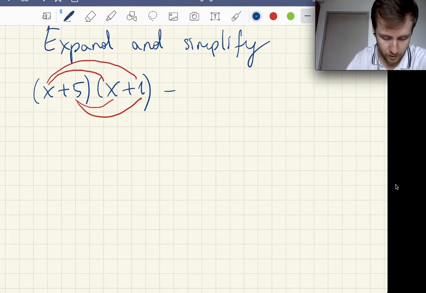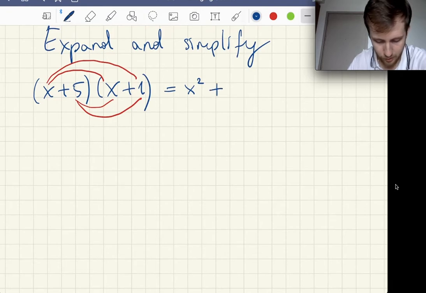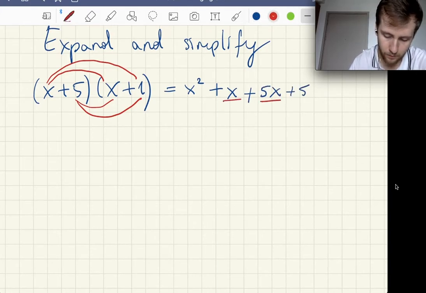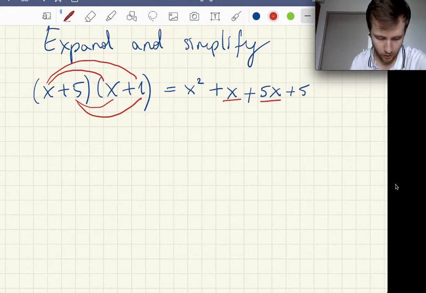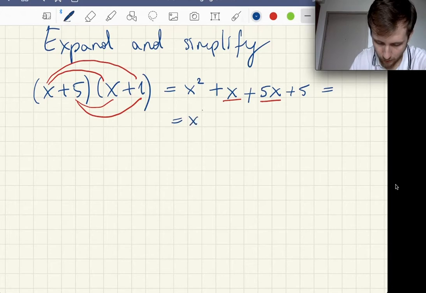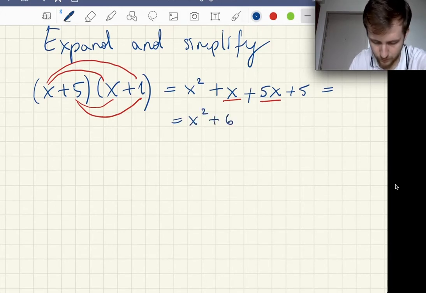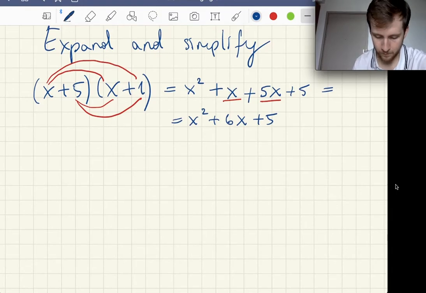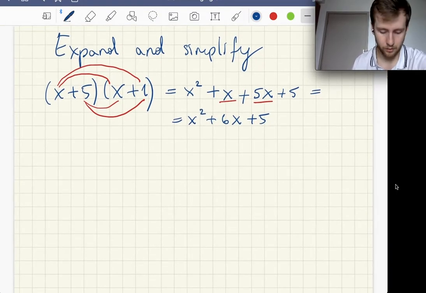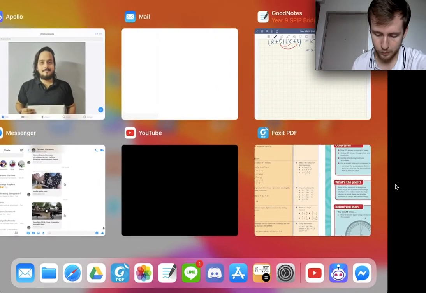Okay, so what do we get? We get x times x is x squared, plus x times 1 is x, 5 times x is 5x, 5 times 1 is 5. It can be simplified a little bit, and the result is going to be x squared plus 6x plus 5. Alright, and let's do a couple more of them.